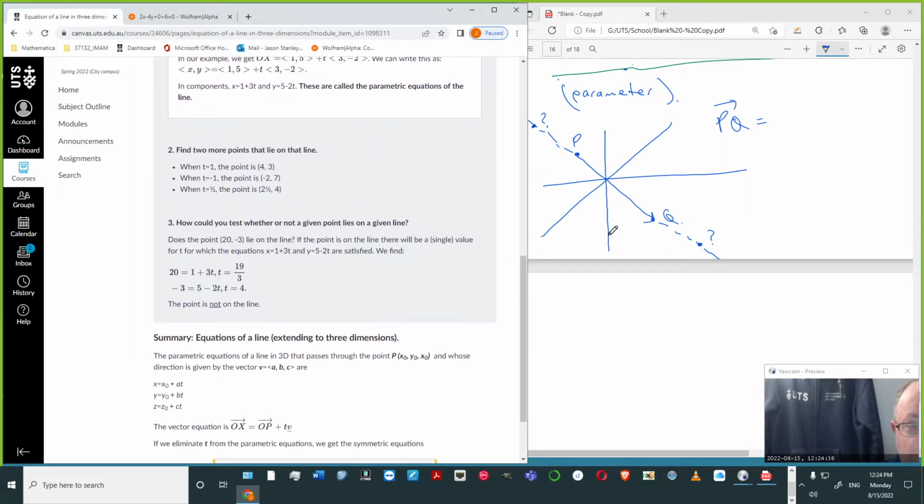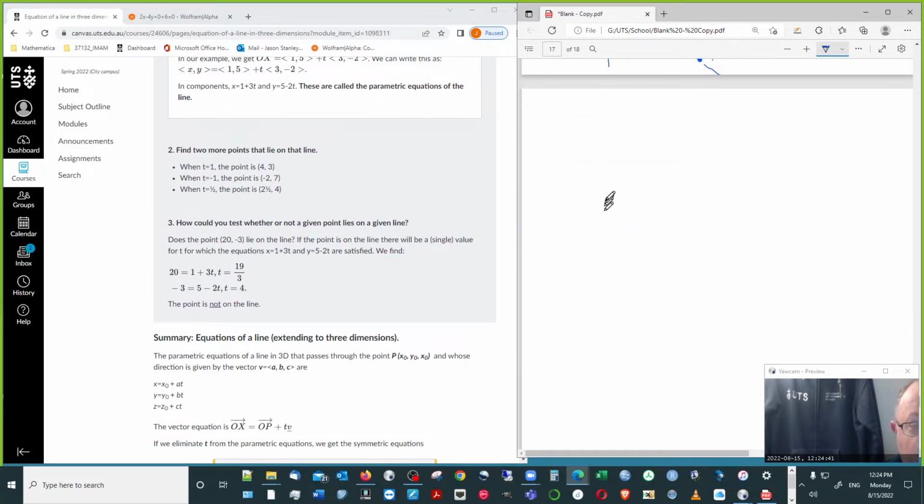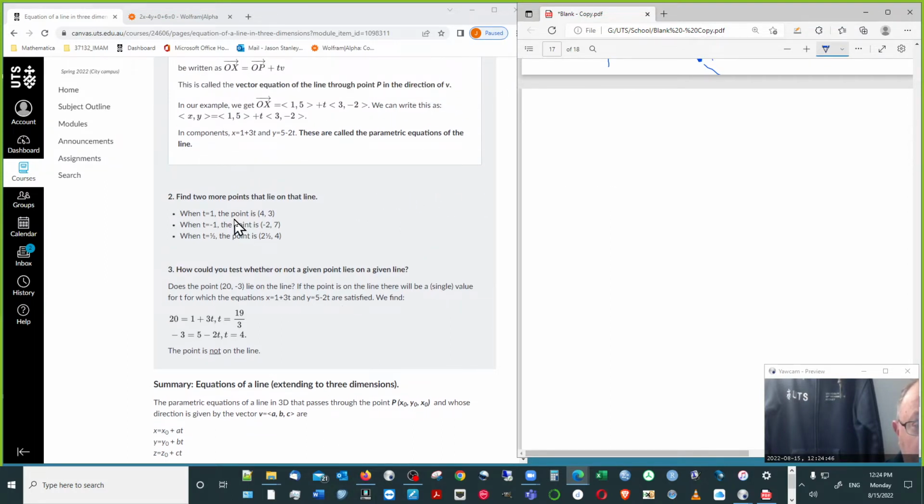All right, let's have a look and see if we can do that. How would you find 2 more points on a line? Simply by changing the parameter. So simply by changing the parameter. So in this case here, let me do it this way. So we've got x, y is our 1, 5 plus t times 3, minus 2, which was our parallel vector.